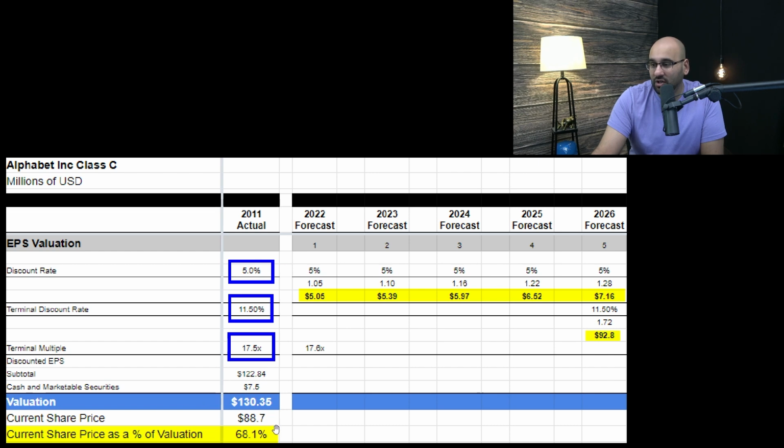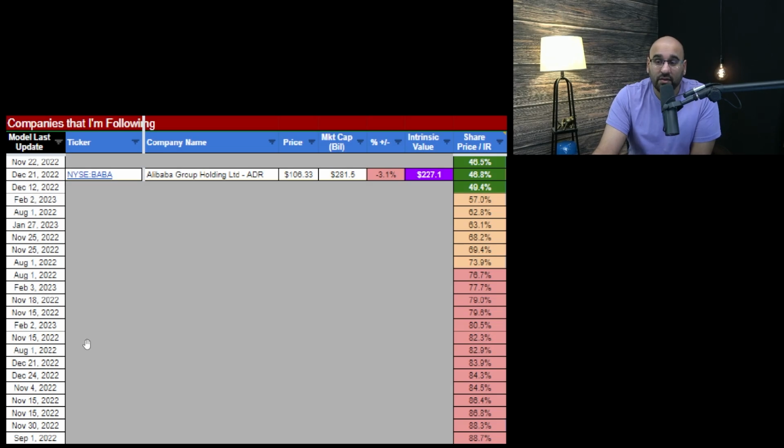I compare that to the current share price. This is a pretty reasonable current share price relative to the valuation for Alphabet as of the recording of this video. And so when I'm done building my valuation, what I typically do is I put it onto my tracker. And you can see 68.2. This is probably the Google or Alphabet valuation.